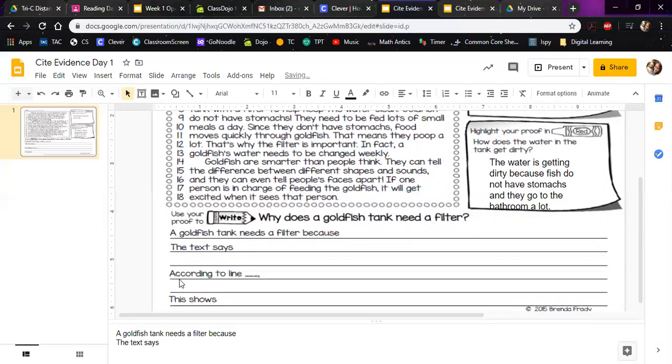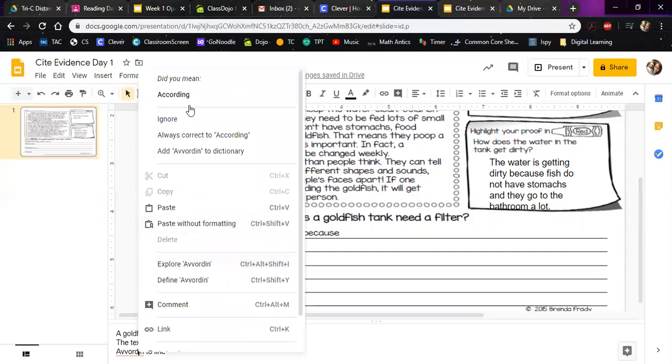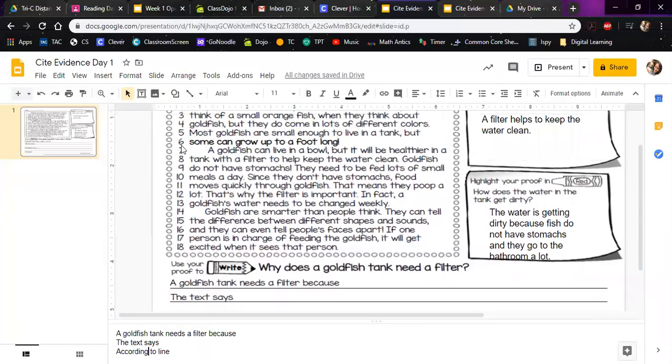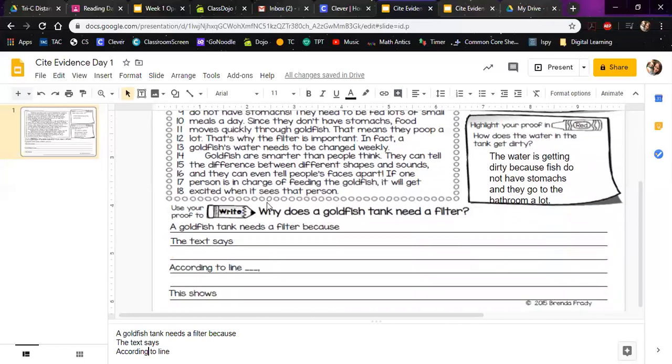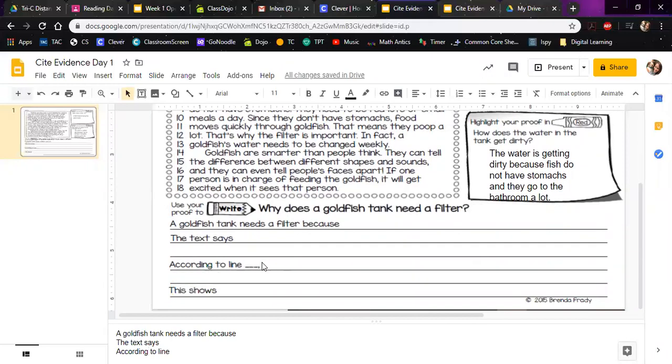After you do that, you're going to actually tell me where in the article you found that evidence. So you would say, according to line, and right here are the numbers of the lines. Wherever you found the evidence, like here, a filter helps to keep water clean, that is in line 8. So according to line 8, if I'm using that, or because they do not have stomachs and they go to the bathroom a lot, that's going to be lines 10 through 11. So whatever piece of evidence you're using, tell me where you found it. According to line blank, and what does it tell you? That's your third sentence.